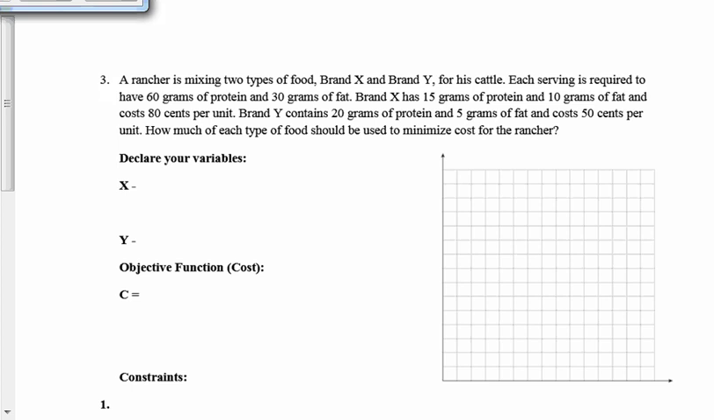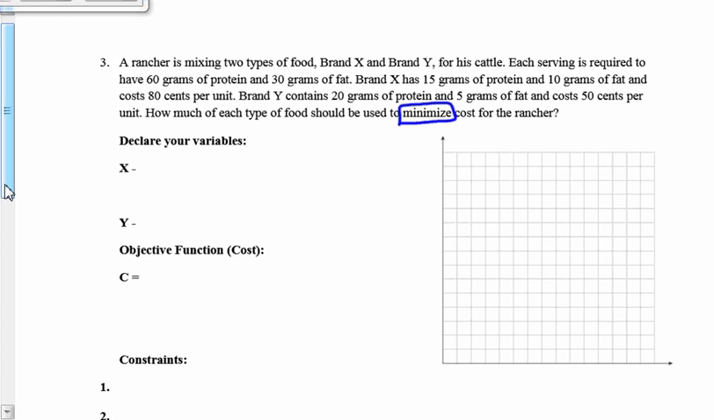Oh, we're minimizing here. I'm going to go ahead and circle that right away. I'm going to look for the smallest value when I plug in the corners of my shaded region later. Declaring my variables. This is pretty simple here. Two types of food, brand X and brand Y. I'm going to call X brand X and Y brand Y. Did that on purpose. Pretty simple.